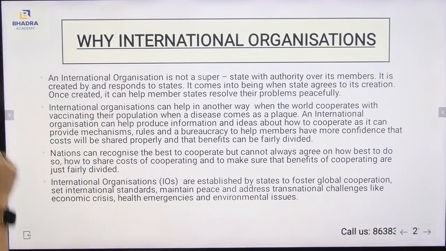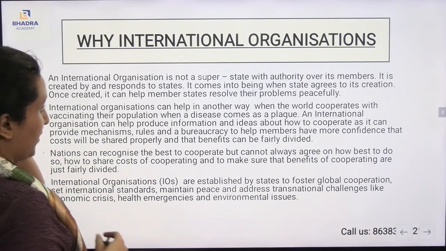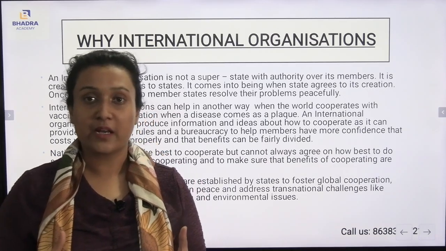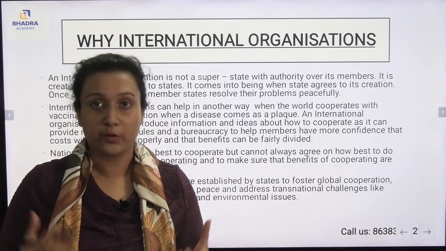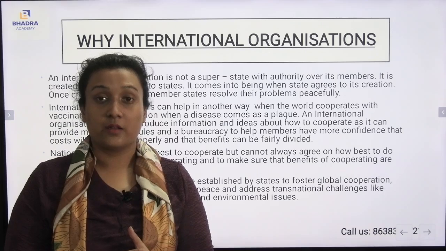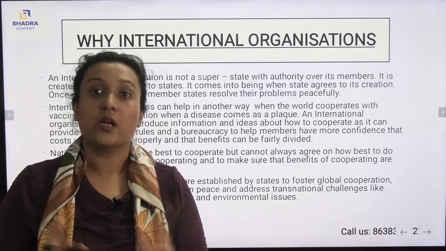Here you see, an international organization is not a super state with authority over its members. It is created by and responds to states. It comes into being when states agree to its creation. Once created, it can help member states resolve their problems peacefully. An international organization was not set up to control its members, but so that there can be peaceful consultation between states.